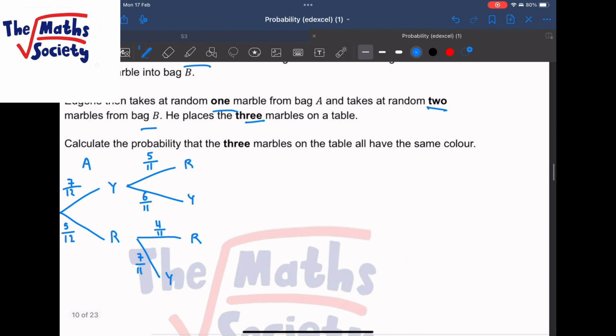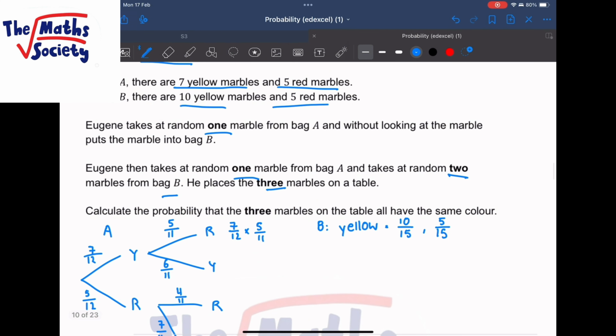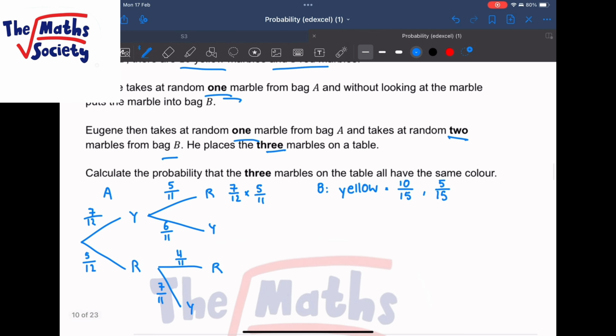And then B is a yellow that we know is 10 by 15 or 5 by 15. That's a yellow. And here we know that yellow red would be 7 by 12 multiply 5 by 11, because we're gonna take and then put it back into B. So we need to make sure that it's 5 by 12 multiply 6 by 11. So when you take, because you're gonna take 3, and then 5 by 12 multiply 4 by 11.